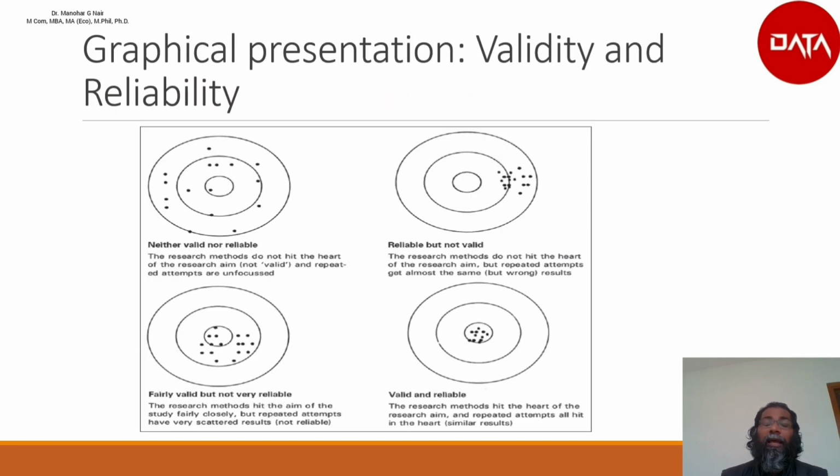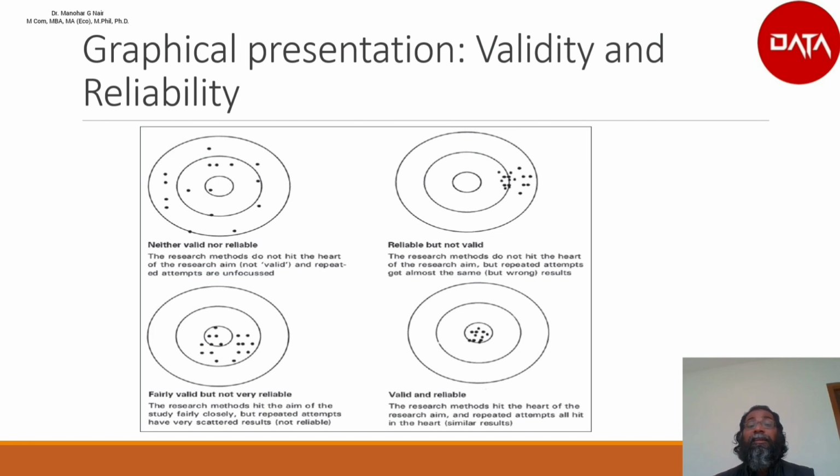We can explain the validity and reliability through this picture. In this diagram, the first picture shows that there is no validity and no reliability, because the data collected is not hitting the center, it is not hitting the heart, so it is not satisfying the research purpose, and the data gathered is scattered. So the aim is not satisfied, and through repeated attempts it is scattered, so it may not be correct.